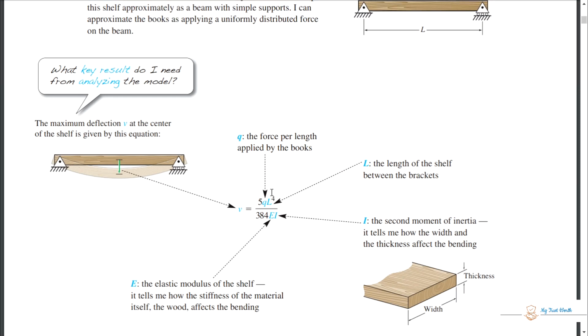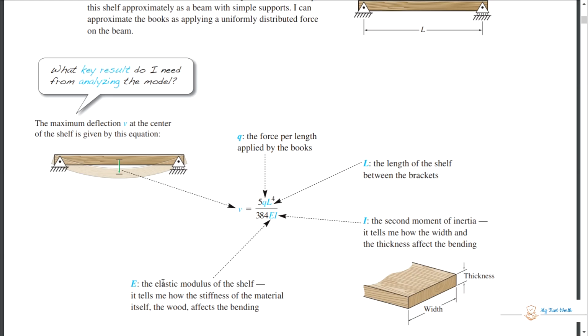So a relationship has been formulated, and deflection is directly proportional to the force applied. The greater the force, the greater the deflection. The greater the length, the greater the deflection. The greater the modulus of elasticity, the lesser the deflection. The greater the moment of inertia, the lesser the deflection.